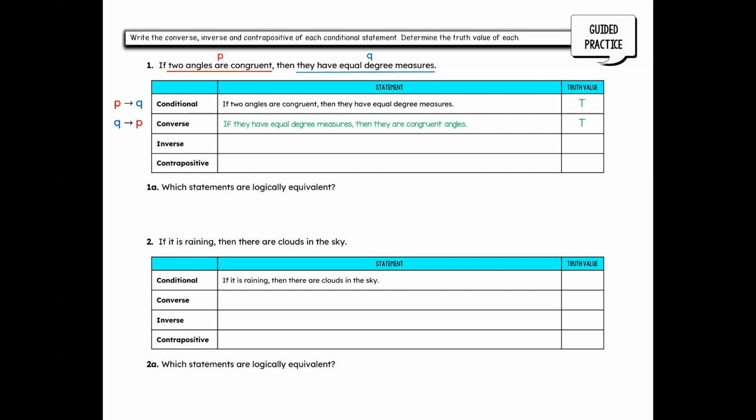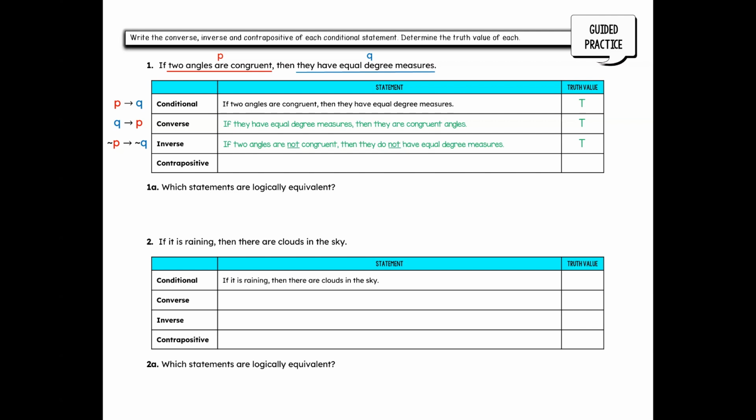It doesn't have that word con in front, so we're not switching the order. But for the inverse, we're going to negate P and negate Q. So if not P, then not Q. What is that going to look like? Negate the hypothesis and negate the conclusion. If two angles are not congruent, then they do not have equal degree measures. That truth value is true. If they're not congruent, they don't have equal degree measures.